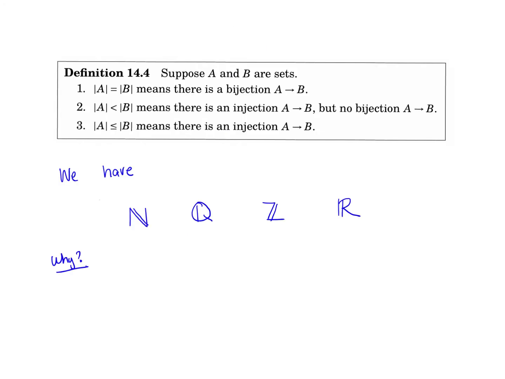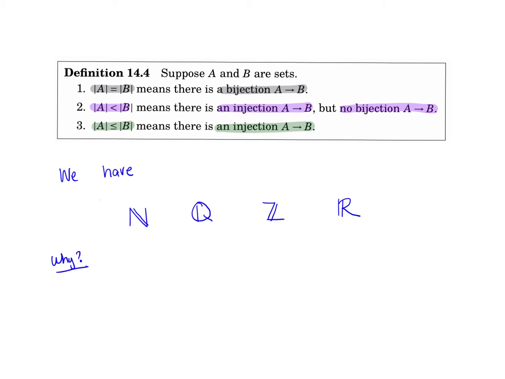So just to tie up our definitions here. We say that the cardinalities are equal when there's a bijection. We say that the cardinality of A is strictly less than the cardinality of B when there's an injection but not a bijection. And we say that the cardinality of A is less than or equal to the cardinality of B if I know there is an injection, but I'm just not sure if there is a bijection or not. So we say less than or equal to.